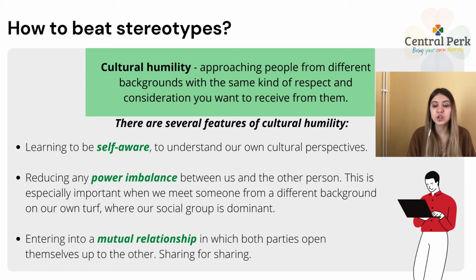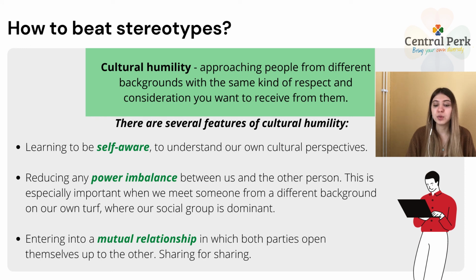The first one is learning to be self-aware, to understand our own cultural perspectives. So understand what kind of stereotypes you have and be aware of them and try to control them. Don't let these stereotypes control you. The second one is reducing any power imbalance between us and the other person. This is especially important when we meet someone from a different background on our own turf, where our social group is dominant. Try not to stand out. Try not to be dominant. Try to be equal. Try to learn about each other.